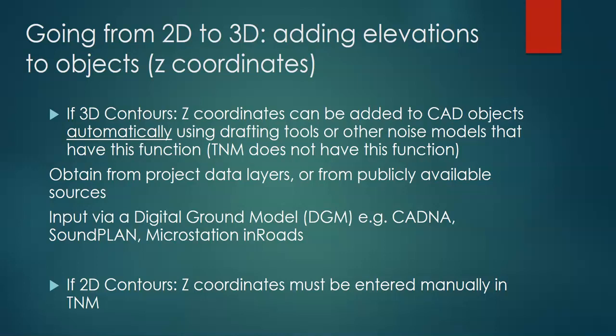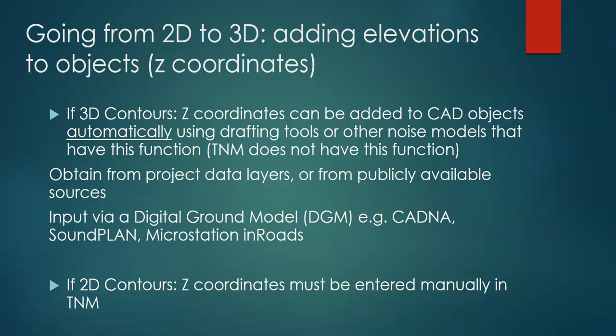If you have a three-dimensional contour file, then z-coordinates are assigned to contour lines, and these can be added to the CAD objects automatically using another software tool such as a digital ground model creator or a CADNA or SoundPlan or the MicroStation InRoads program. So if you have the project data layer, you can create a topographic surface to drape the horizontal TNM objects on top of. And then you can get the z-coordinate data automatically in that way.